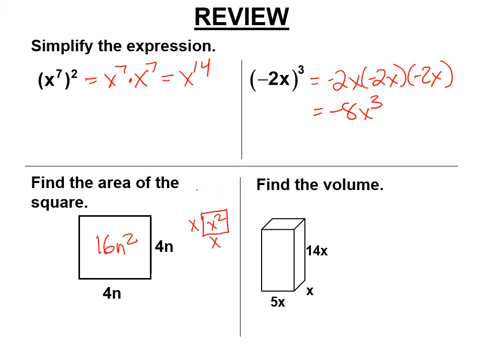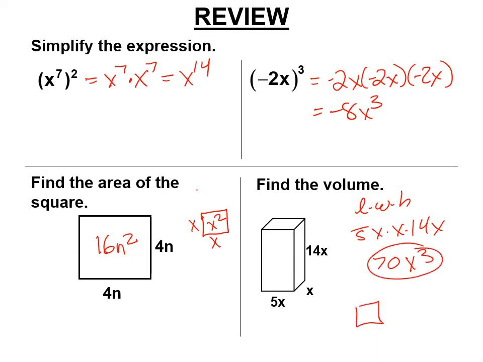Volume, right? Length times width times height, so 5x times x times 14x. 5 times 14 is 70. x times x times x, x cubed, 70x cubed. We take the x to the third power as x cubed from the volume of a cube.